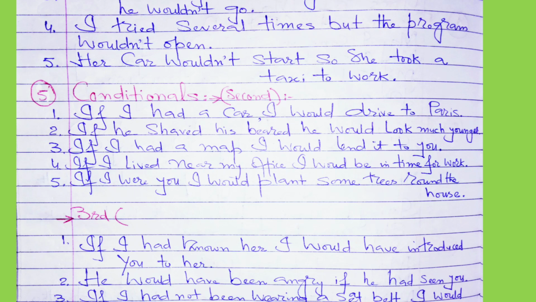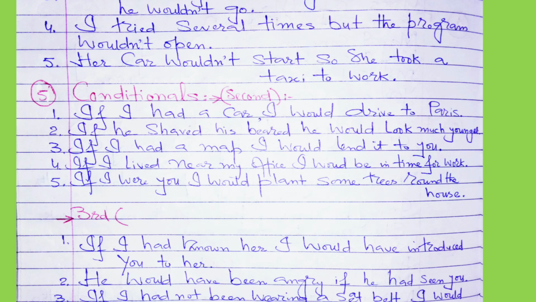अगर मेरे पास गाड़ी होती तो मैं पेरिस तक ड्राइव करता. If I had a car, I would drive to Paris. But I don't have a car. This is unreal. Second one, if he shaved his beard, he would look much younger. अगर अपनी वो दाढ़ी को शेव करता तो वो बहुत जवान दिखता. But he does not shave his beard. If I had a map, अगर मेरे पास नक्शा होता, I would lend it to you. मैं आपको देता. If I had a map, I would lend it to you.